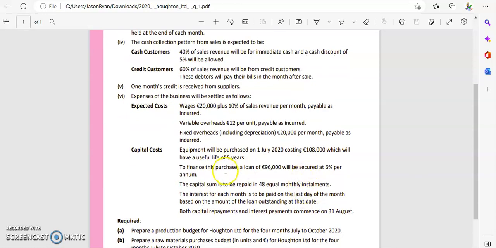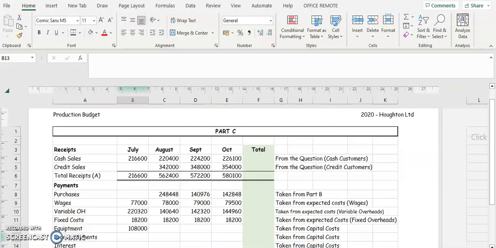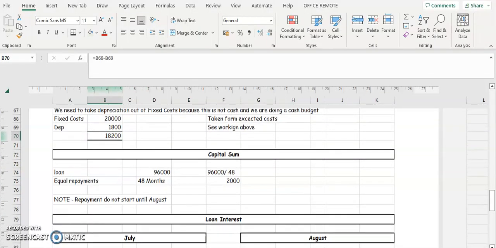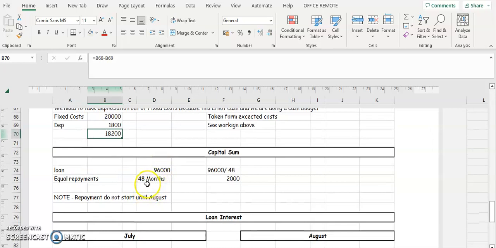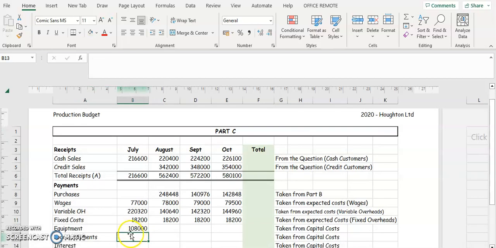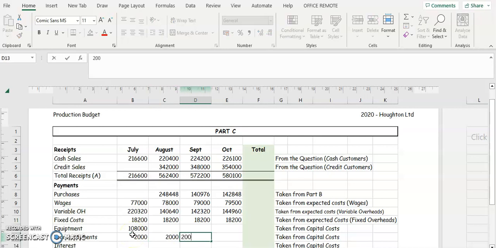So it tells us that the finance to purchase, a loan of 96,000, will be secured at 6%. The capital sum is repaid in 48 equal installments. So that capital is just the principal. It's going to be 96 divided by 48, which gives us 2,000 per month. So each month we're going to pay 2,000 off the principal, which means that each month your loan is going to reduce. That 96,000 is going to reduce by 2,000.